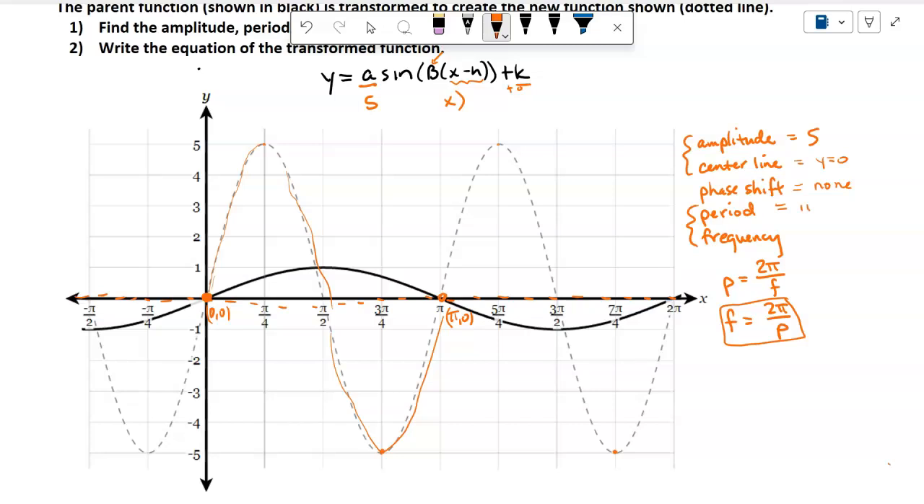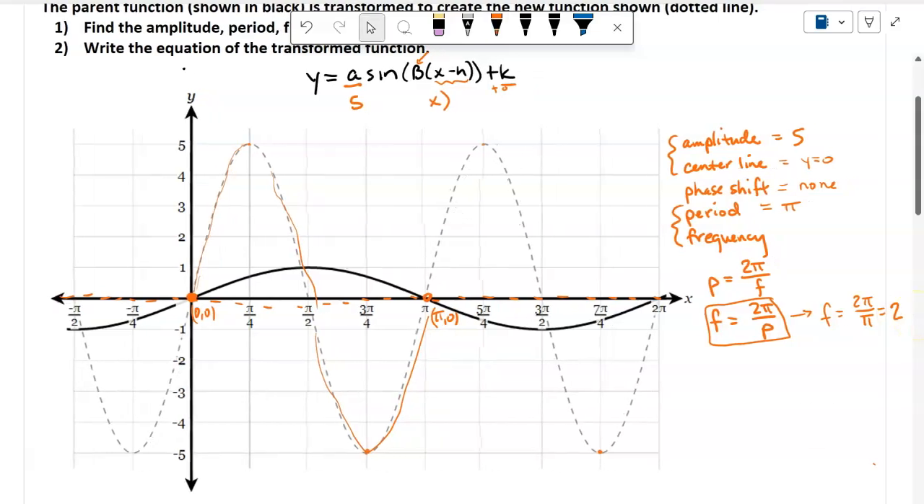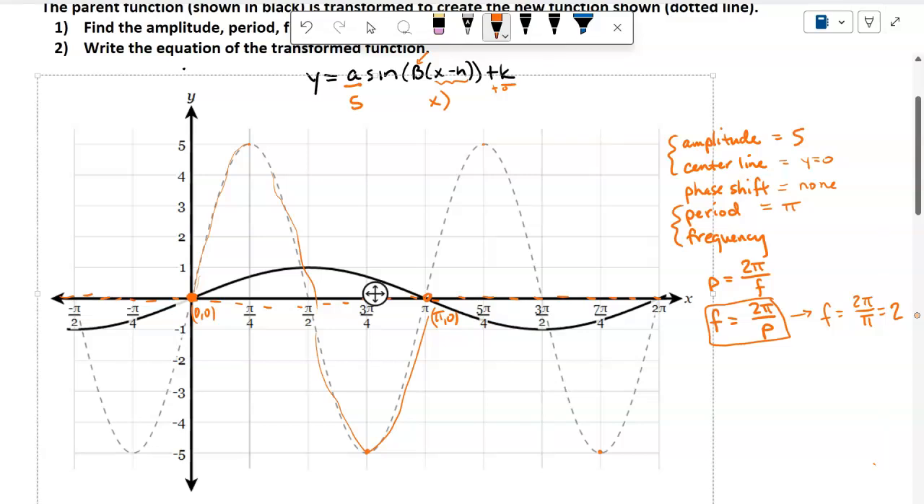That means my period is pi. So I'm going to take that and plug it in here in order to find the frequency. The frequency is 2 pi divided by the period that I just found. That tells me that the frequency is 2, which also means that within a normal 2 pi period, from 0 up to 2 pi, we're going to see 2 waves.